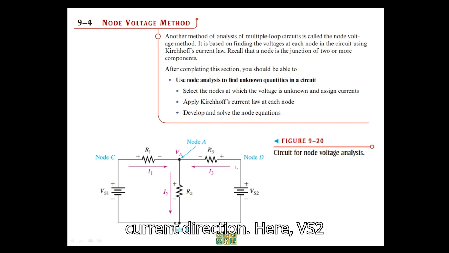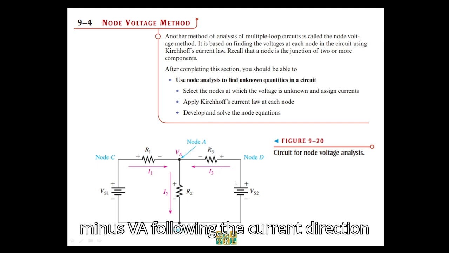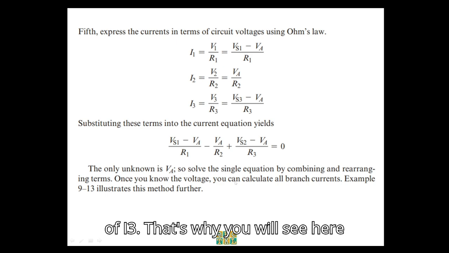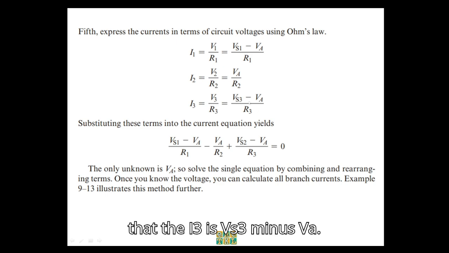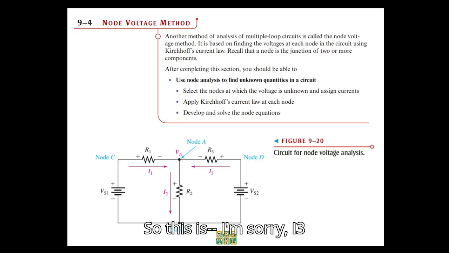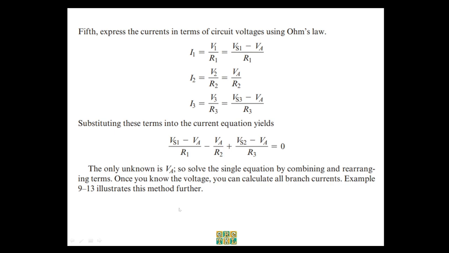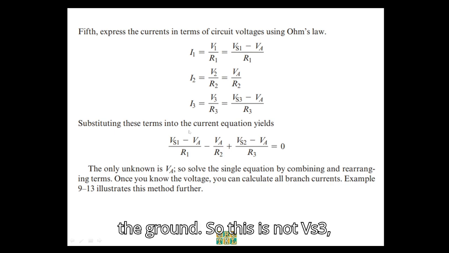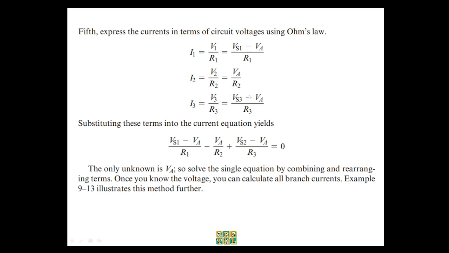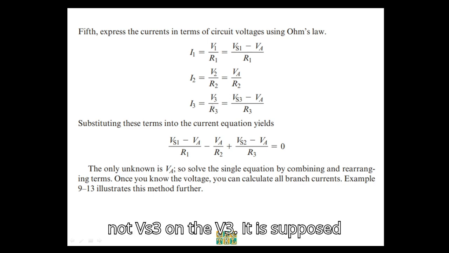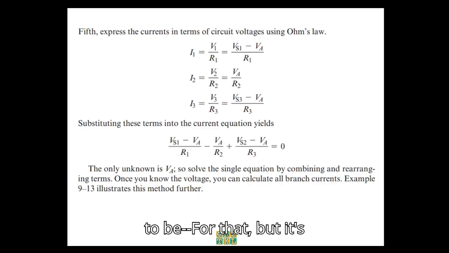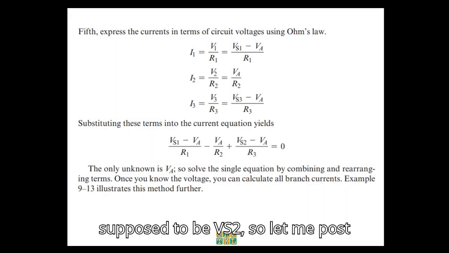Here, VS2 minus VA following the current direction of I3. That's why you will see here that the I3 is VS3 minus VA. So this is, I'm sorry, I3 here will be VS2 minus VA, and the I2 will be VA minus 0 if that is the ground. So this is not VS3 on the V3. It is supposed to be, sorry for that, but it's supposed to be VS2.